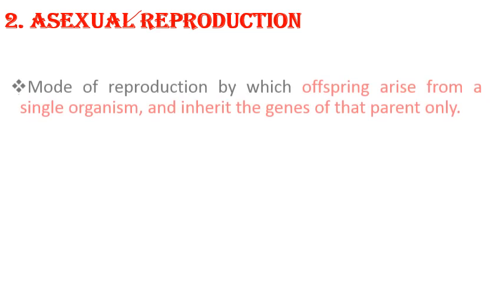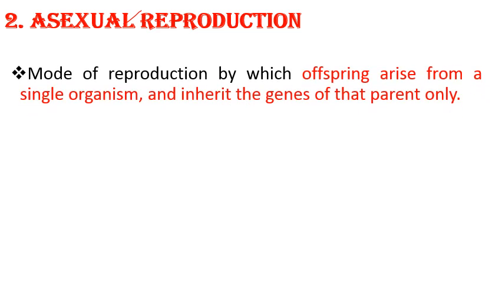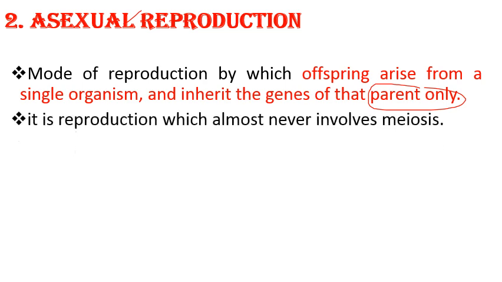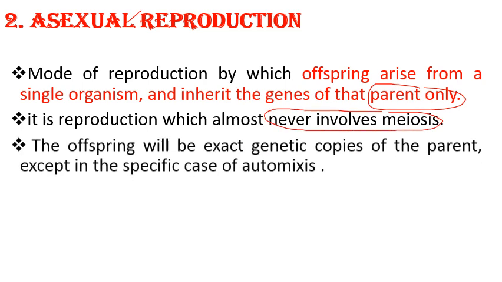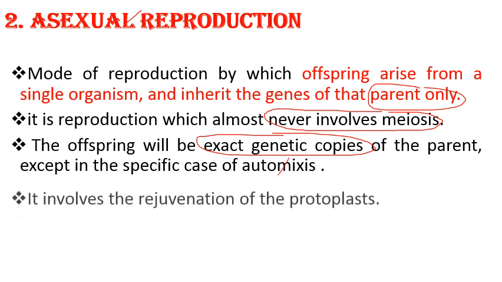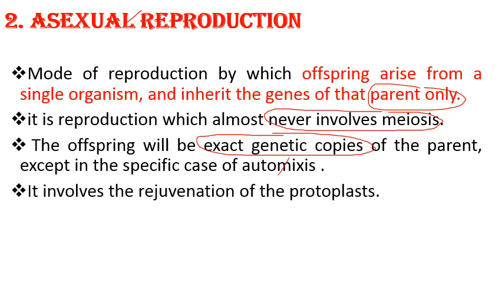Next comes asexual reproduction. As this process is a uniparental process, only one parent is involved, and the offspring formed are just carbon copies of their parents, which we call clones, and meiosis does not occur in this. The offspring will be exact genetic copies of their parents, which we call clones, except in some cases of automixis. In this, rejuvenation of protoplast occurs.